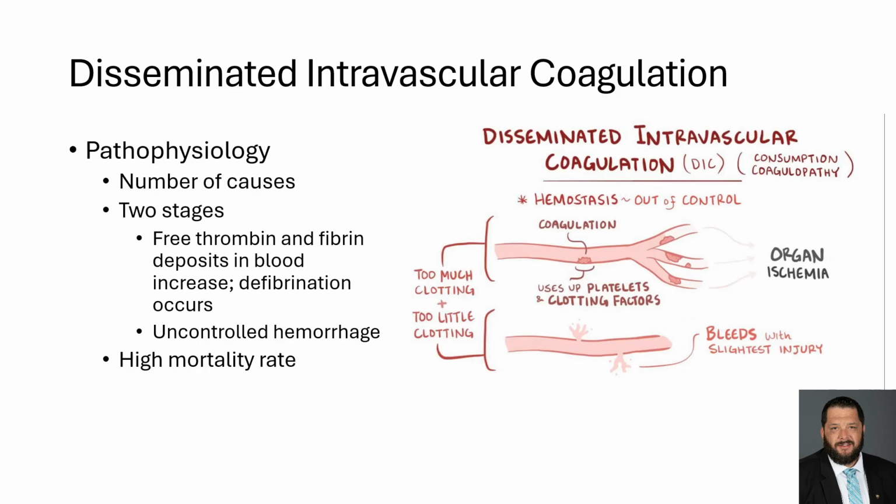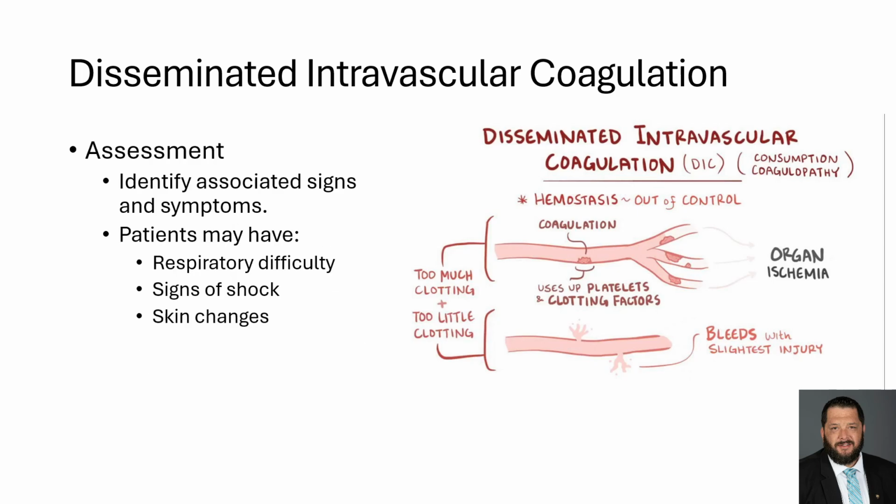The first that we're going to talk about is something called DIC, or Disseminated Intravascular Coagulation. There are a number of causes of DIC, but it carries a very high mortality rate. It occurs in two stages. You have free thrombin and fibrin deposits in the blood increase, and then defibrination occurs. And this leads to uncontrolled hemorrhage, and this is essentially free bleeding throughout the body.